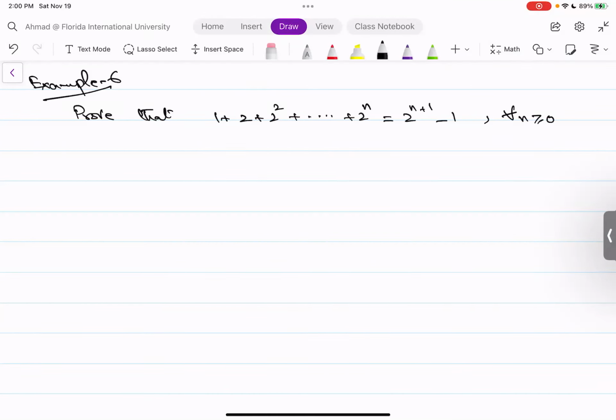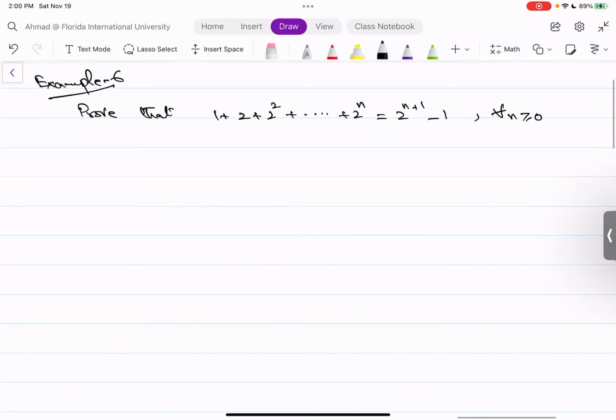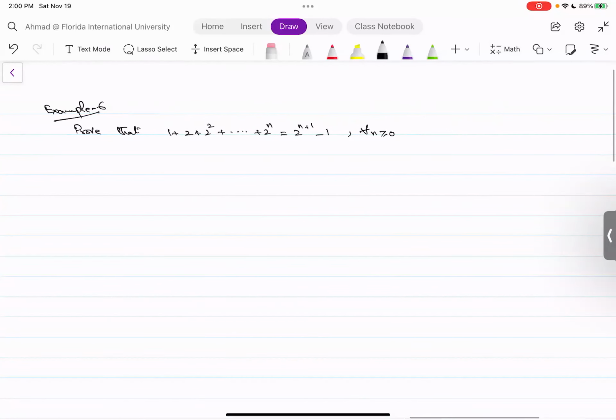How can we prove it? We already know, so we can do that. Step number one: let P(n) be 1 plus 2 plus 2 square plus so on plus 2 to the power of n, equal to 2 to the power n plus 1 minus 1.